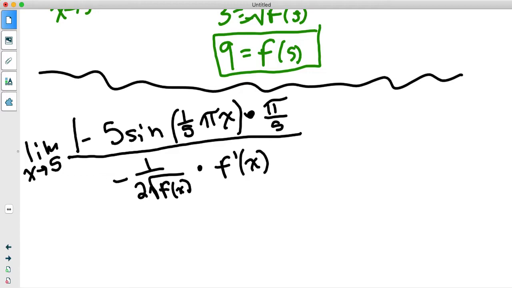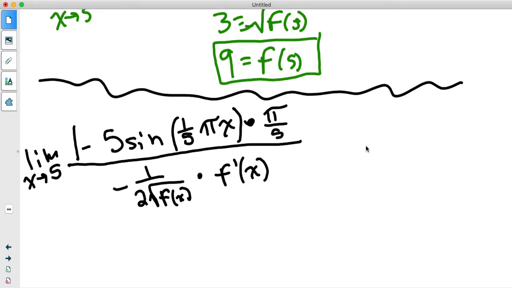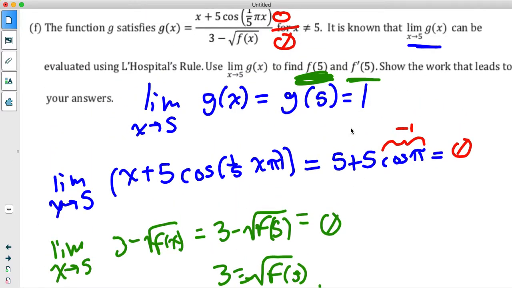Okay, so now let me jump up here to this part because we know we're dealing with g of x. We know that this is equal to 1. This is another thing I was missing in my notes from yesterday. I had the derivative and all that, but I didn't set it equal to 1. We know the limit as x approaches 5 of g of x is the same thing as g of 5, and we know that that's equal to 1. That's all part of the definition of something being continuous.